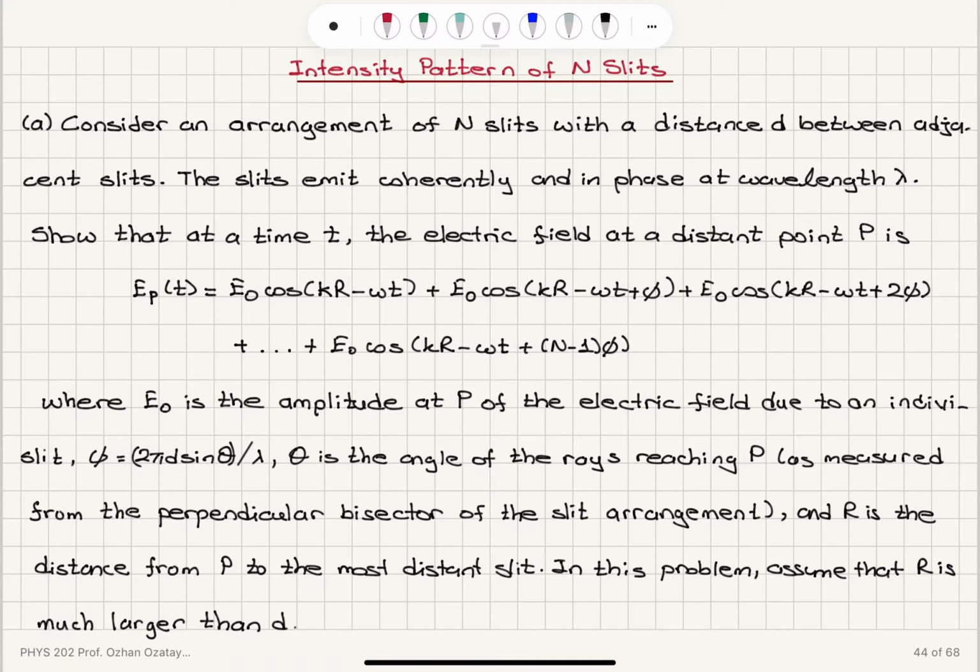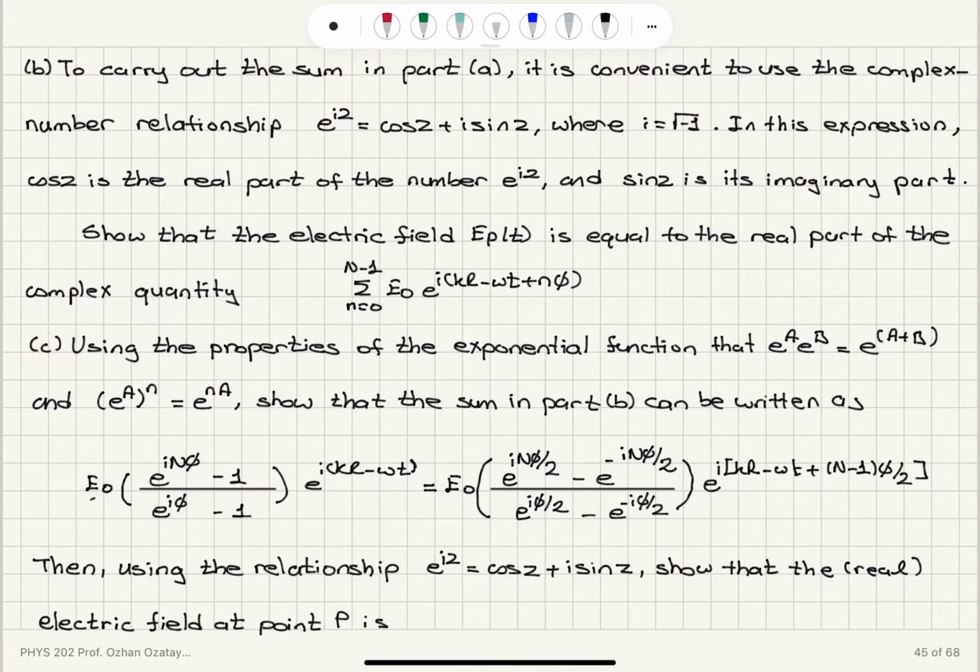Intensity pattern of capital N slits, part C. Using the properties of the exponential function that e to the a times e to the b is e to the a plus b, and e to the a to the power n is e to na, show that the sum in part B can be written as this expression.